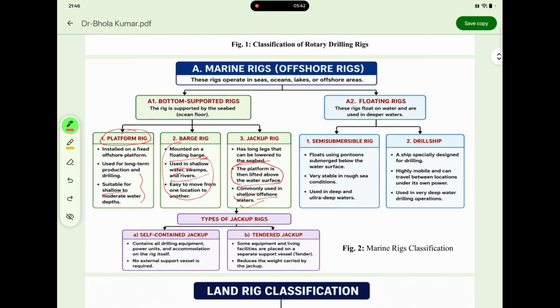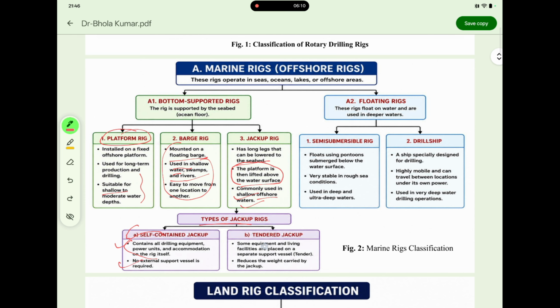Now there is a further classification: the types of jack-up rig are the self-contained jack-up rig and the tender jack-up rig, right? The self-contained jack-up rig contains all the drilling equipment, power unit and accommodation on the rig floor. So it contains everything, drilling equipment, power equipment, everything on the rig itself, right? No external supporting vessel is required for this type of jack-up rig.